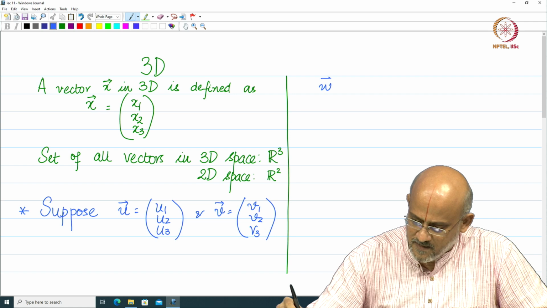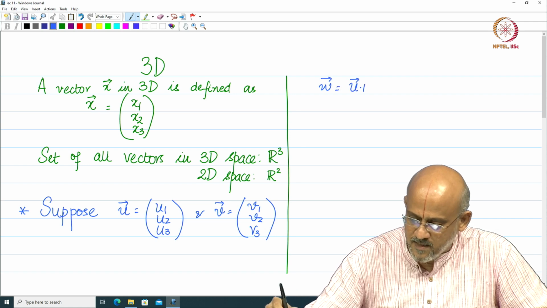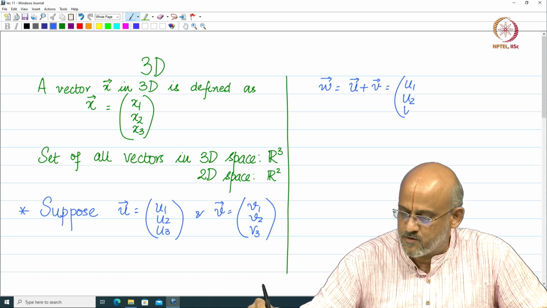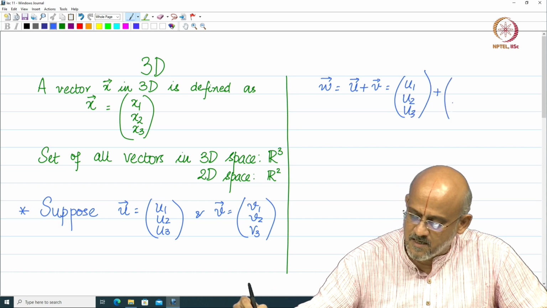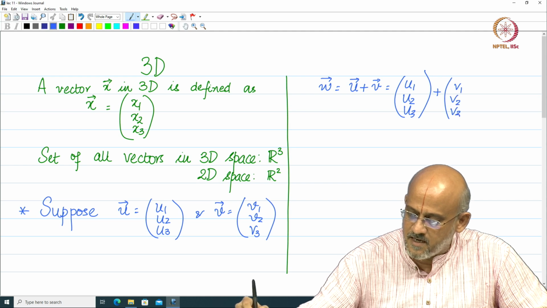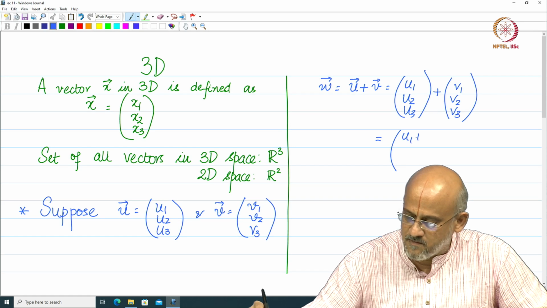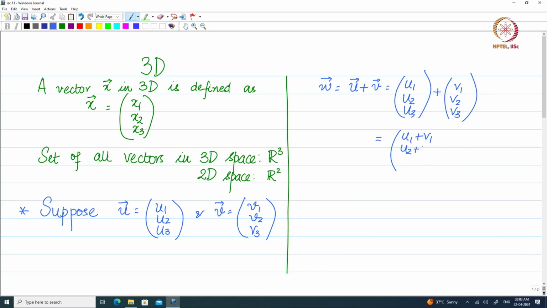So I am going to define this vector w as the vector u plus the vector v, which is component wise addition. So I am going to take this as u1, u2, u3 plus v1, v2, v3, and the vector w is going to be given by u1 plus v1, u2 plus v2, and u3 plus v3. So the components of the vector w, which is basically w1, w2, w3, is going to be the component wise sum of the two vectors u and v.